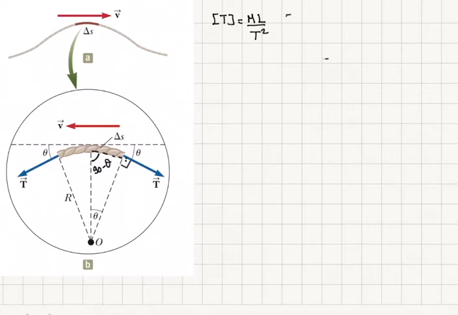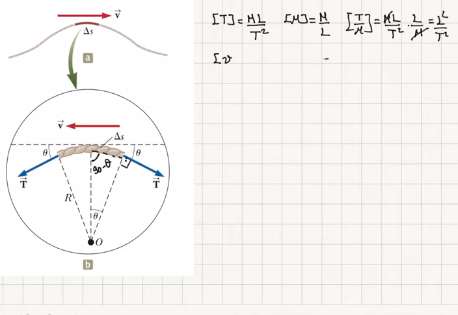The dimension of mass per unit length is m divided by L. So if I look at the dimension of the ratio T divided by mu, it is m L divided by T squared times L divided by m. So it is L squared over T squared. What is the dimension I'm looking for? The dimension of propagation speed is length divided by time.